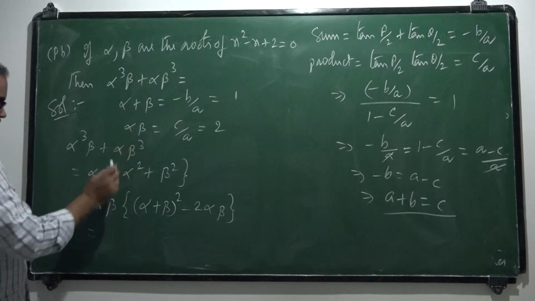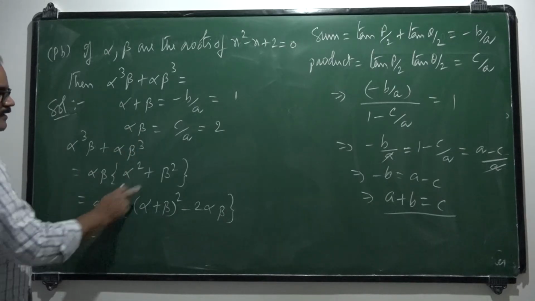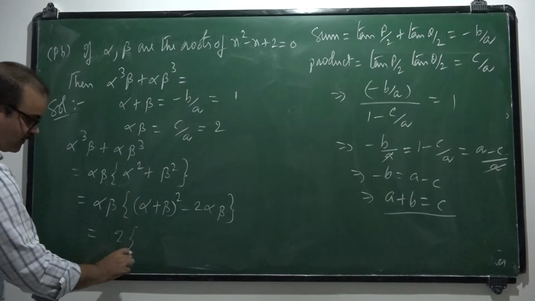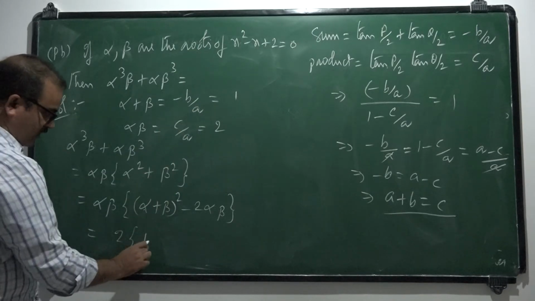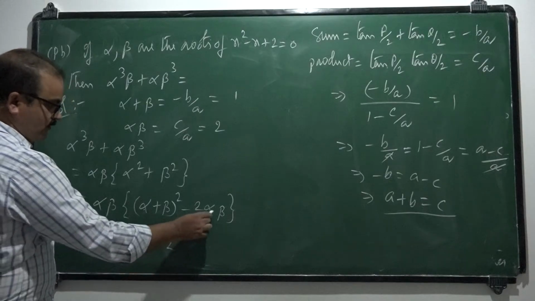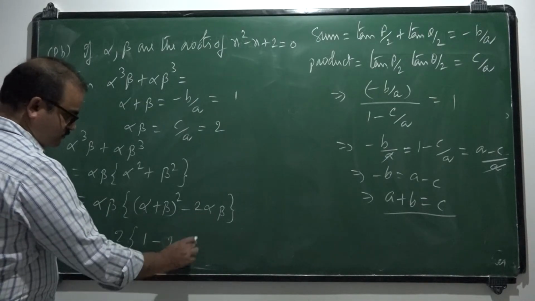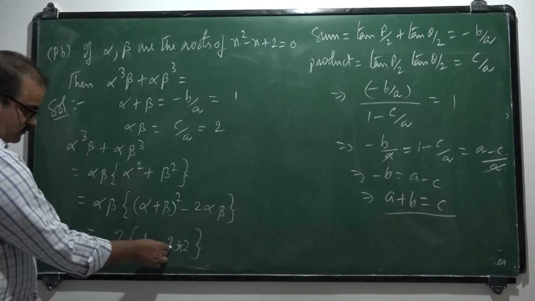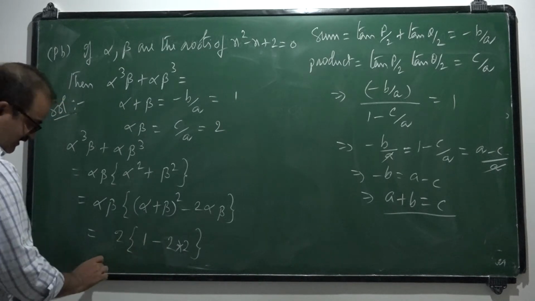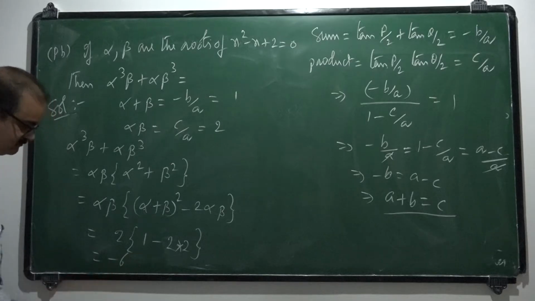Now substitute these values. Alpha into beta, that is 2. Alpha plus beta 1. 1 square 1 minus 2 into alpha beta, that is 2. 2 into 2 4. 1 minus 4 minus 3. Minus 3 into 2, that is minus 6.